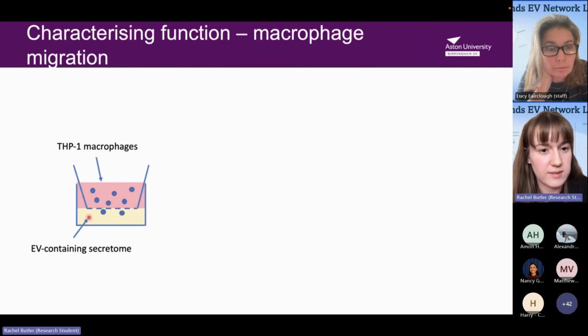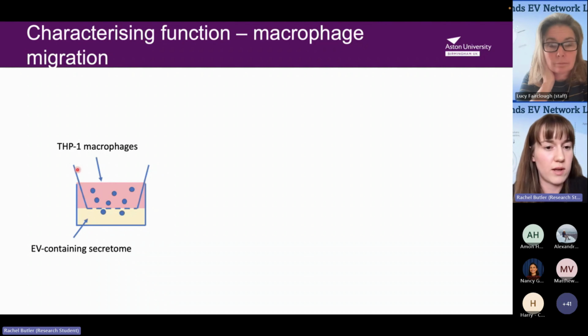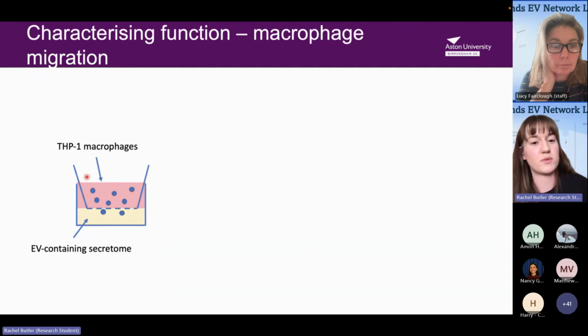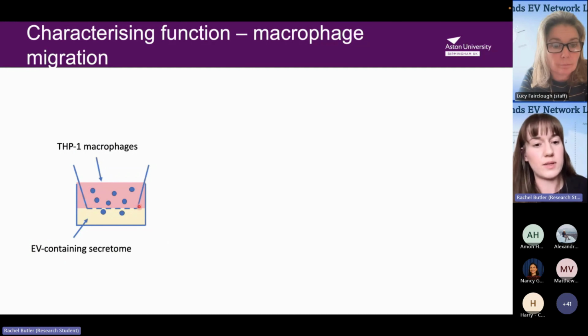So the final part of the project is very much ongoing and is trying to actually characterize the function of each of those proteins by blocking their activity. The first assay I'm going to show you is the vertical transwell migration assay, which is a very simple setup where you seed macrophages in the top of the transwell and count them as they migrate through the transwell towards this chemoattractive EV-containing secretome. And then repeating this in the presence of blocking antibodies for each protein.